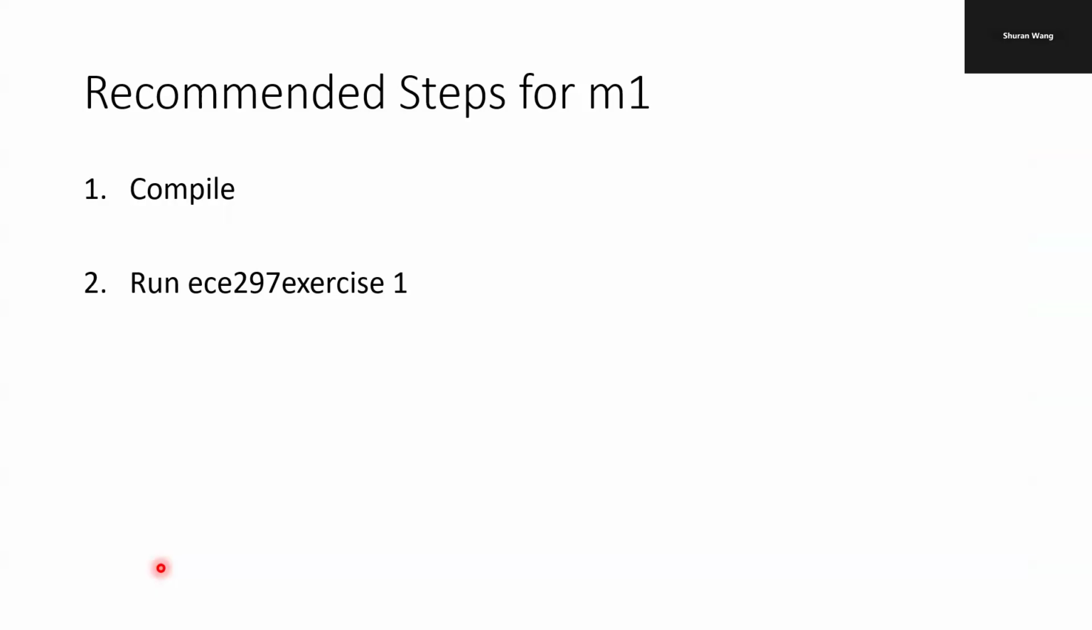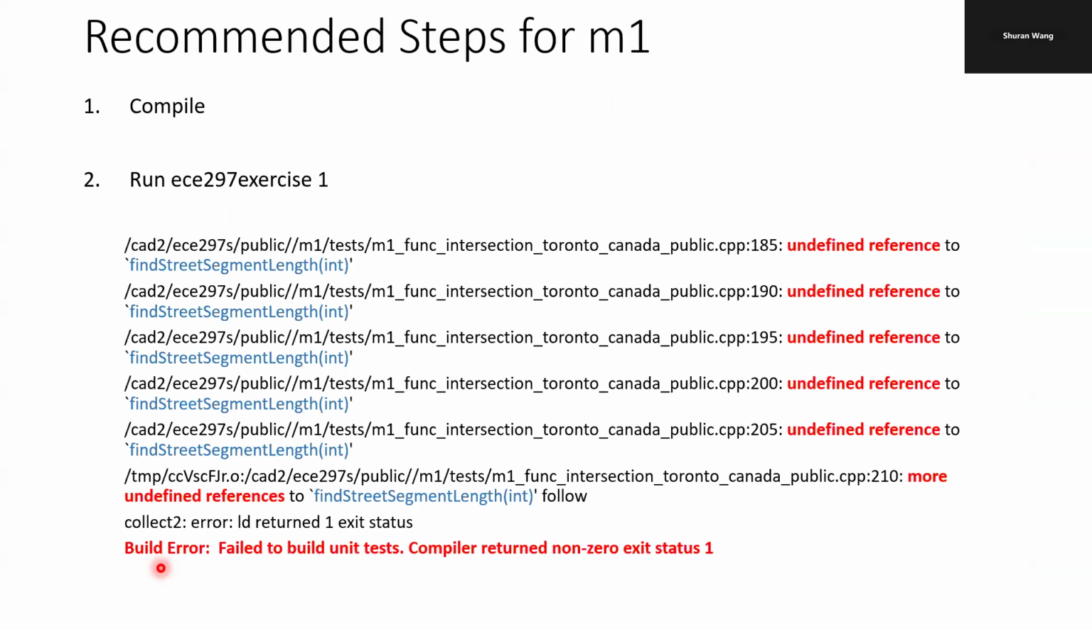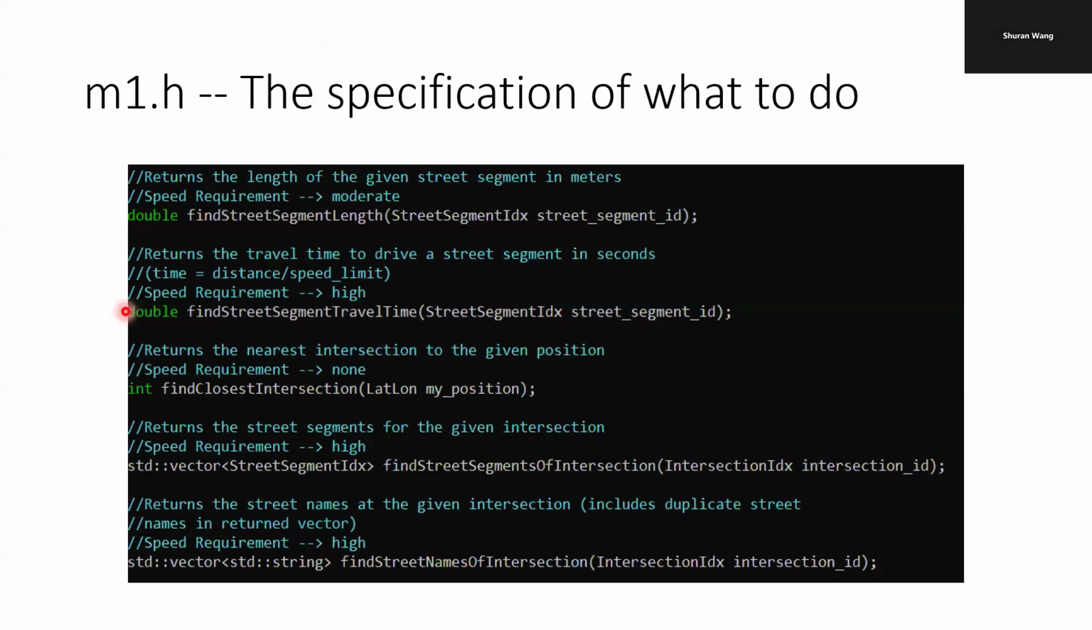For milestone 1, after you call ECE297 init, without any modifications to the code, compile and run ECE297 exercise 1. You will get something like this because there are no modifications to the code. You will get build errors saying there are undefined references to some of the functions. These functions are defined in m1.h. m1.h is a very important header file that has all the specification of what to do. Read it thoroughly from top to bottom, all the code, all of the comments.